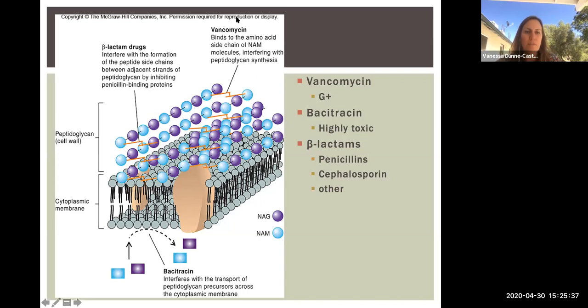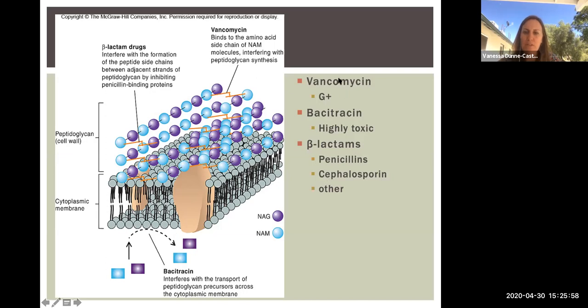But these beta-lactam drugs interfere with the formation of that peptide linkage between those NAM sugars. Here's vancomycin, which binds to amino acid side chains of the NAM molecules, interfering with peptidoglycan synthesis. So all of these drugs are great at interfering with the development of this peptidoglycan layer.